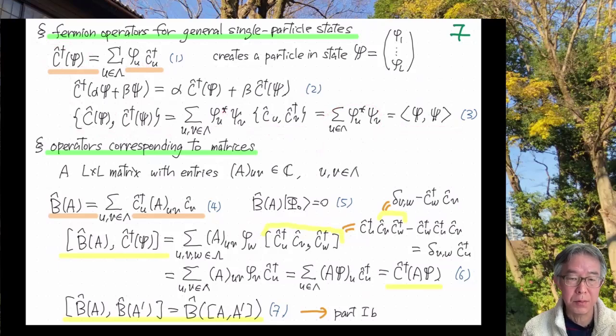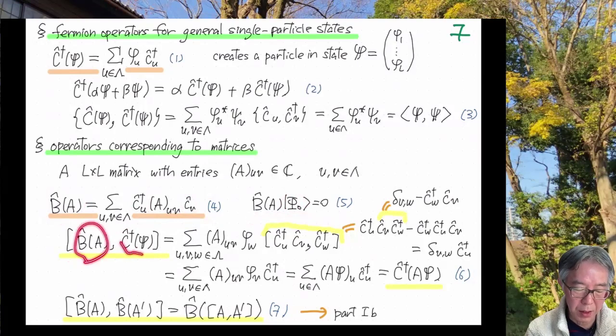Okay, now it's also natural to consider operators corresponding to matrices. So take any L by L matrix like this. Of course, the hopping matrix is a typical example, and then I define this operator B_A like this. Now you have u and v, so we have c dagger_u and c_v like this. And in this case, we have c here, so if you apply this to the state without a particle, then you get 0. Okay. Now I want to compute the commutation relation between B_A and c dagger phi for general matrix A and general state phi.